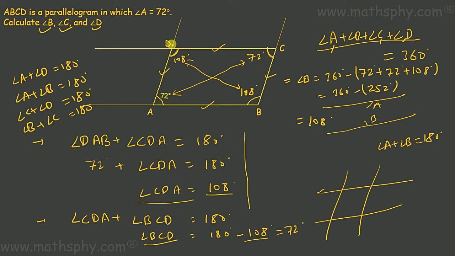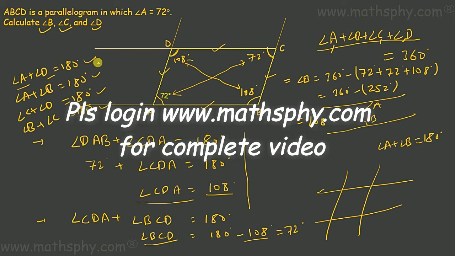A and D are adjacent. A and B are adjacent. B and C are adjacent. C and D are adjacent. B and D are opposite. A and C are opposite. Opposite angles are equal. For adjacent angles, the sum of them is 180 degrees. If you add A and D, it gives you 180 degrees. If you add A and B, they give you 180 degrees. If you add B and C, they give you 180 degrees. If you add C and D, they give you 180 degrees. So this is a very important property we have found in the case of a parallelogram.